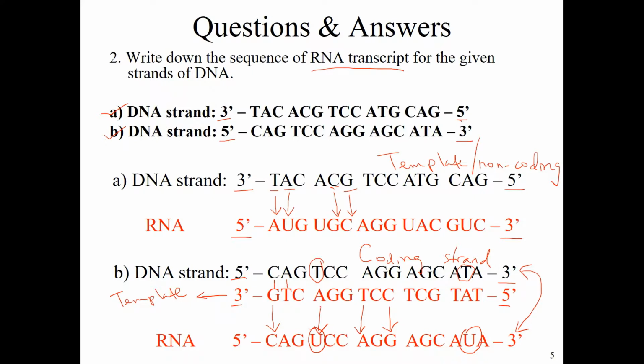So this is a shortcut that you can use if you are given a DNA strand that starts from a 5' and ends with a 3'. If you are required to write down the RNA transcript, you can copy the same sequence and convert all the thymine to a uracil. So that is a shortcut method.